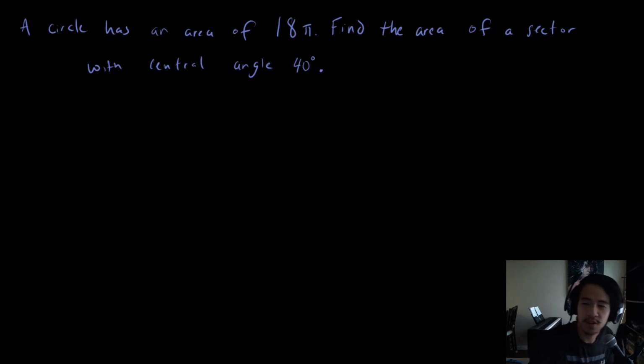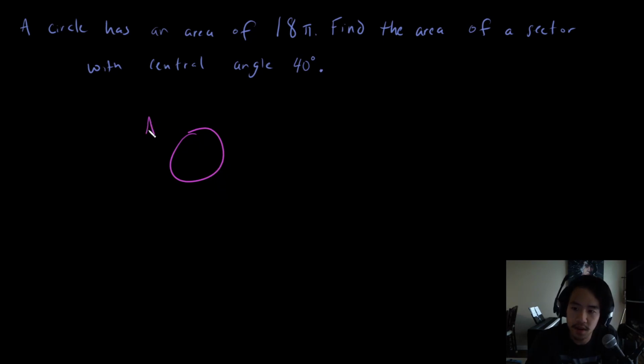All right, so we have a circle with area 18 pi. Find the area of a sector with central angle 40 degrees. So, with geometry, it's always good to draw what's going on. So let's go ahead and draw something. Let's draw a circle. And it has an area of 18 pi. And we want a sector with angle 40. So this is 40 degrees. And we want to find the area of this sector.